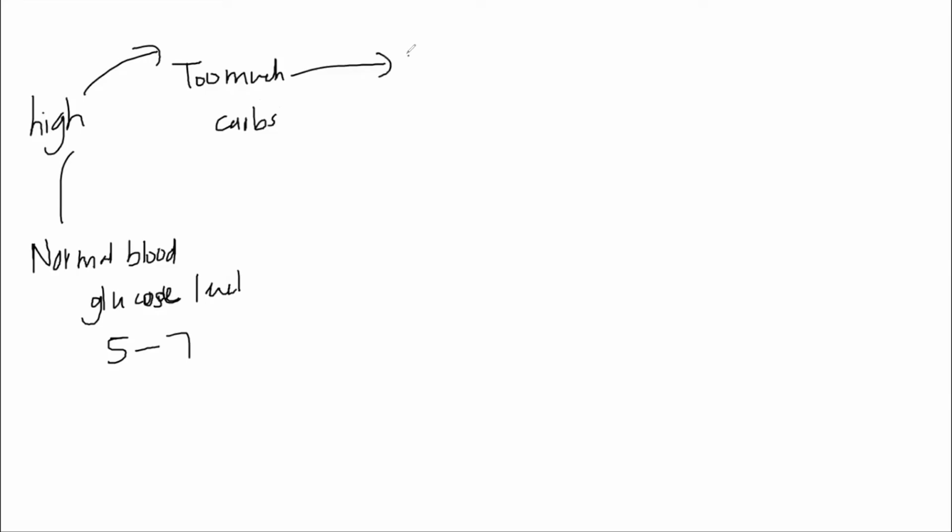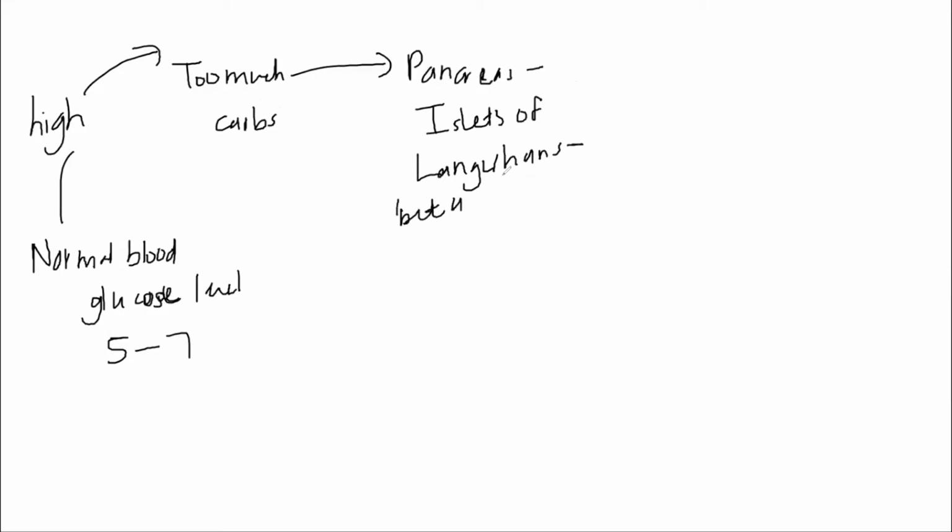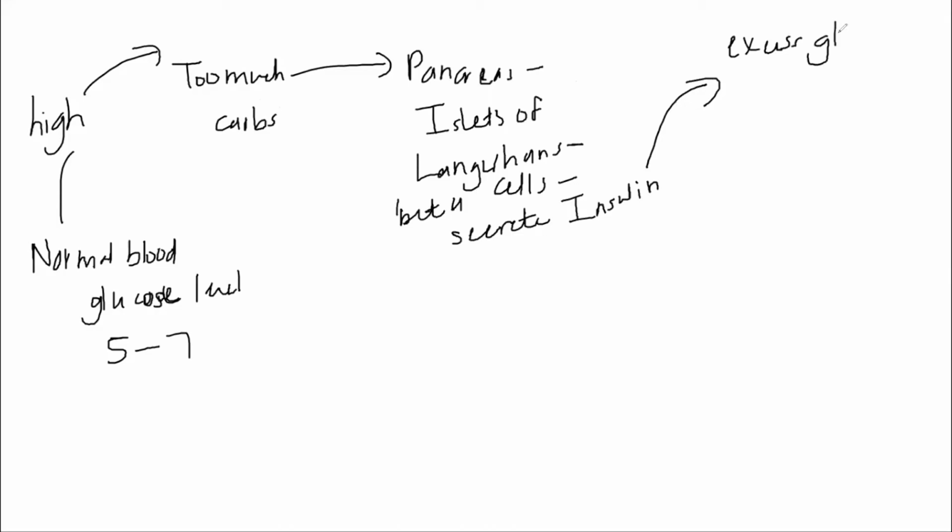In your pancreas, you have special cells called the islets of Langerhans. And specifically, it's the beta cells. And the beta cells secrete insulin. And what insulin does is insulin will cause the excess glucose, firstly, to be turned into glycogen and then stored in the liver.